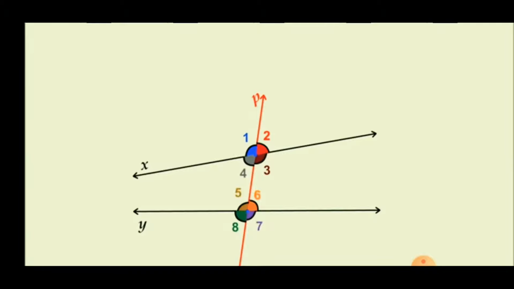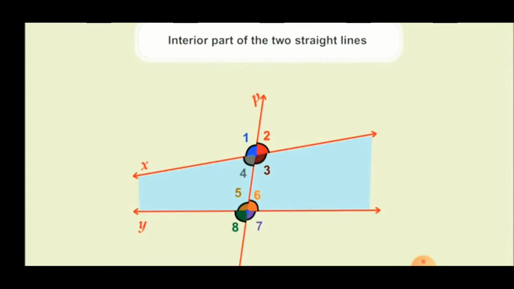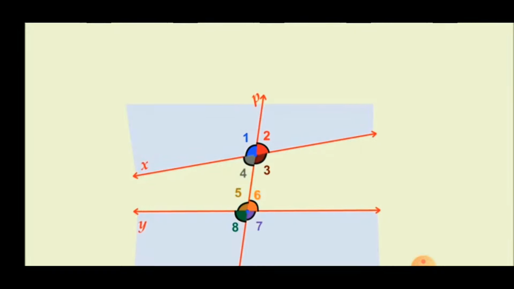Now can you shade the region which lies in between the two straight lines X and Y? Yes, this is the required shaded region which lies in between the two straight lines X and Y. Therefore, this shaded region is called the interior part of the two straight lines. Then can we say the part of the plane which does not lie in between the straight lines is called the exterior part of the straight lines?